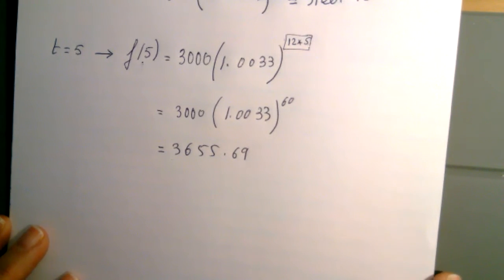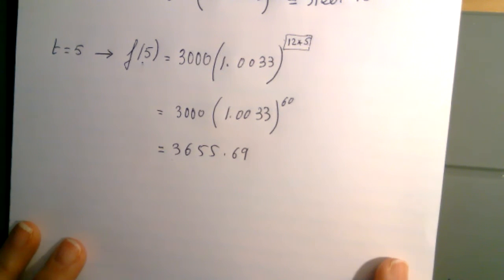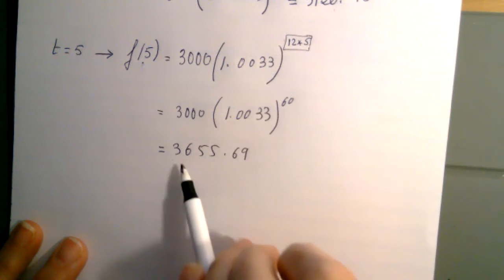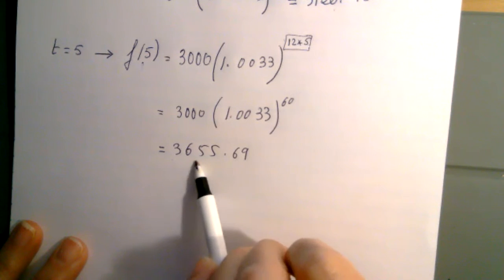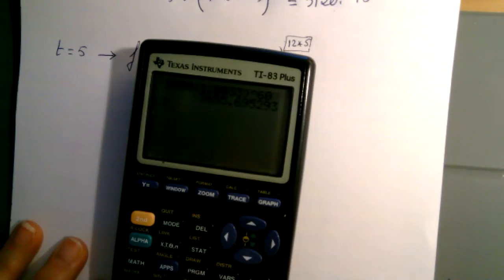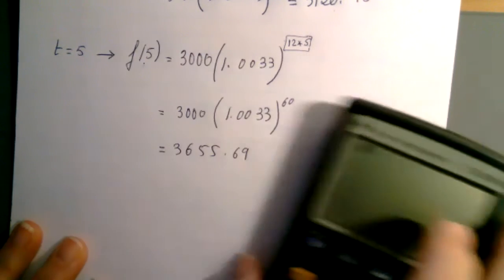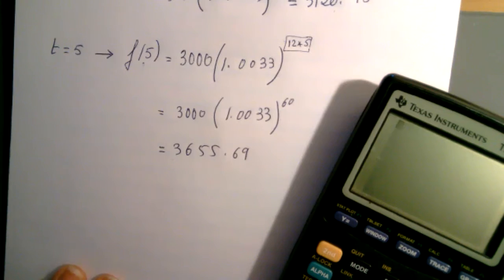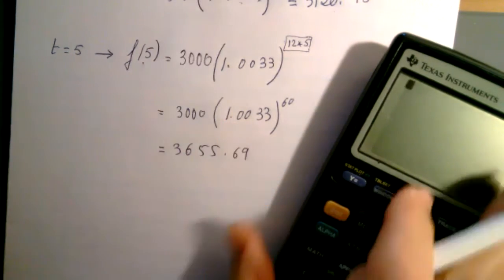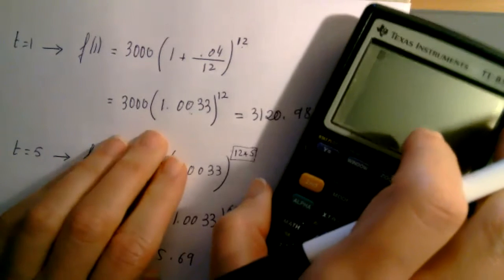In the back of the book, it says a different answer, though. What did it say at the back of the book? For 1 year, it's $3,122.22, and after 5 years, it's $3,662.99. Okay. I can explain the book. All right, the book did not round like this, I imagine. I don't know.